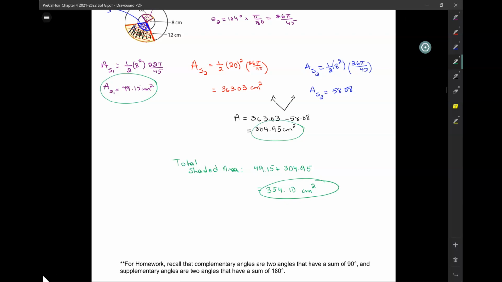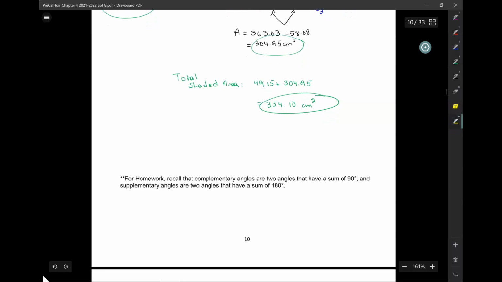All right. Okay, one last thing for homework. Remember that if two angles are complementary, they have a sum of 90 degrees or pi over 2. And if two angles are supplementary, they have a sum of 180 or pi. Okay, so that's some topics from geometry.